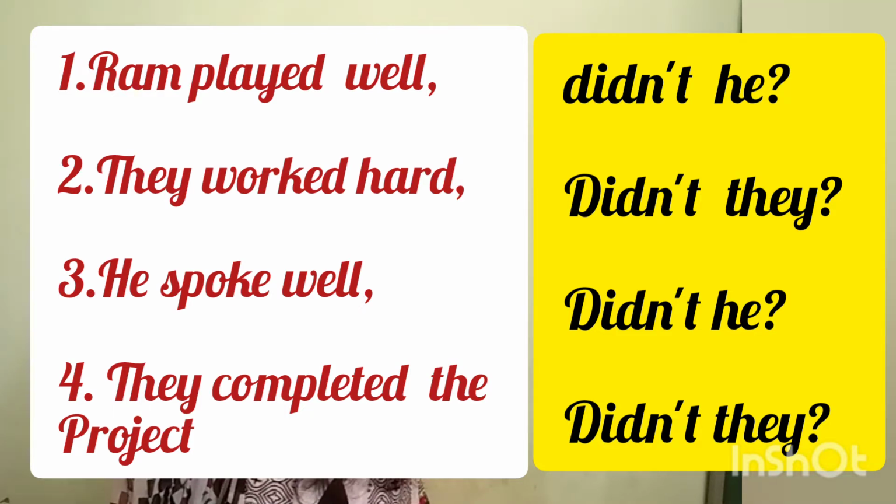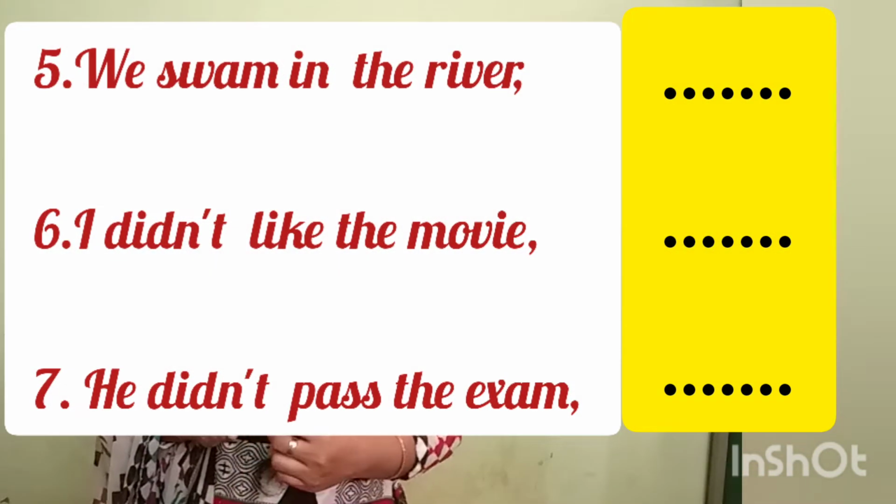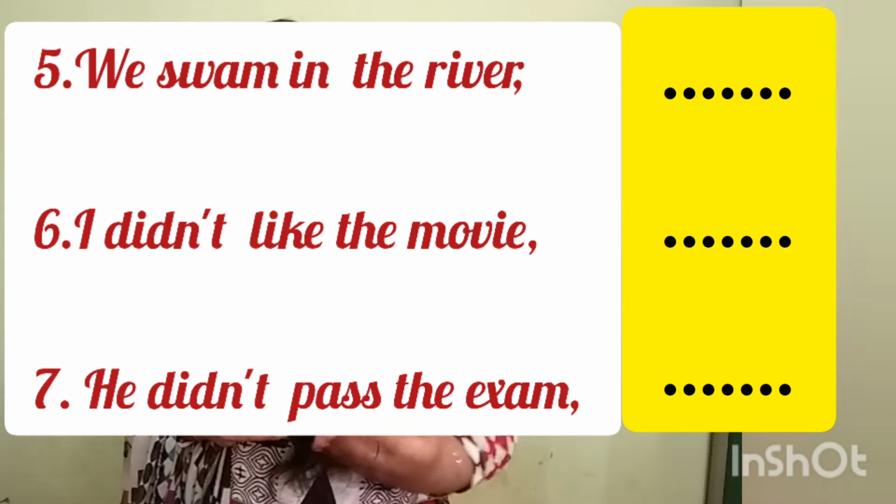He spoke Hindi well. Spoke is again a past form. அப்ப நம்ம என்ன எழுதுவோம் அப்படின்னா didn't he அப்படின்னு எழுதுவோம். Next, they completed the project. So completed is a past verb. So we can write didn't they. So next I will give you again 3 more sentences. நீங்க fill பண்ணனும், நான் answer fill பண்ண மாட்டேன்.